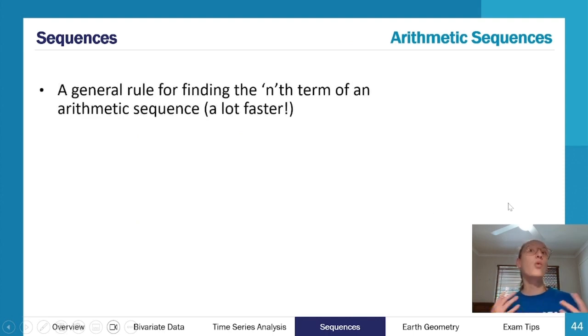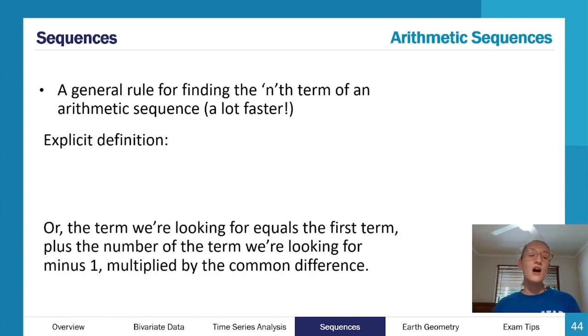But what if we don't want to do recursion? What if we don't want to find term 1, 2, 3, 4, 5? What if we wanted to skip straight to term 37? We definitely want to have a much faster way to do that. So a general rule for finding the nth term of a sequence is called the explicit definition, which is this here.